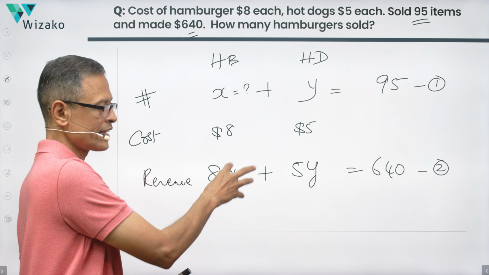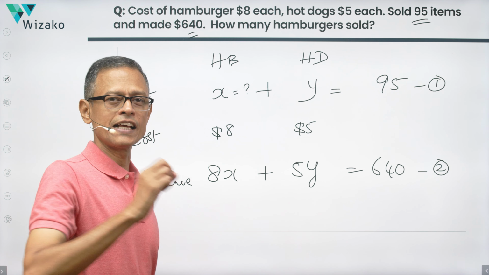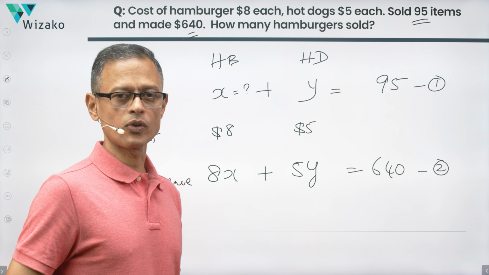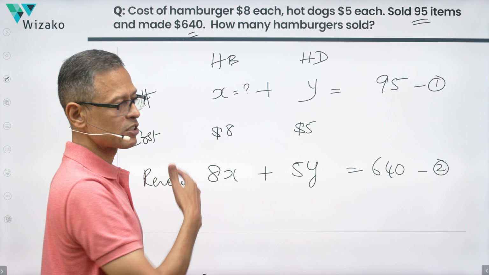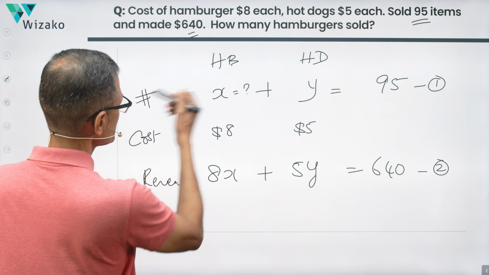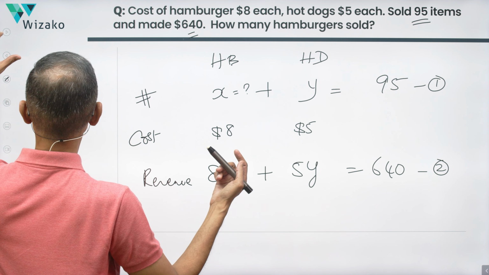So amount realized by sale of hamburgers plus amount realized by sale of hot dogs is the total amount they made, which is 8x plus 5y equals 640. We have two equations, two variables. We're going to be using the method of elimination, which is the easy way to solve these equations. Let's multiply the first equation by 5 and subtract it from the second equation.